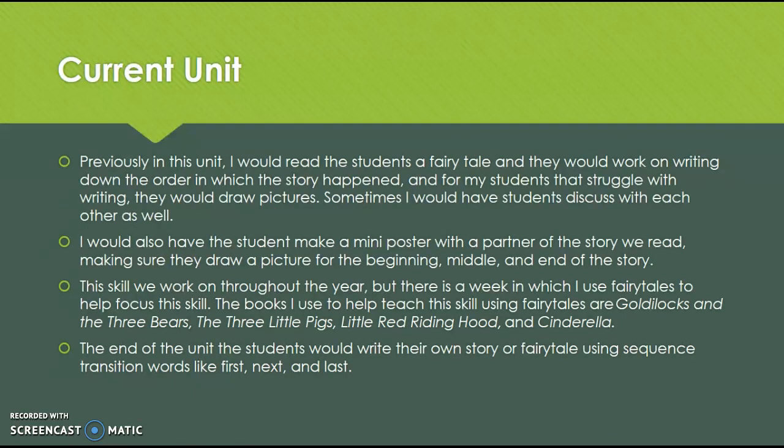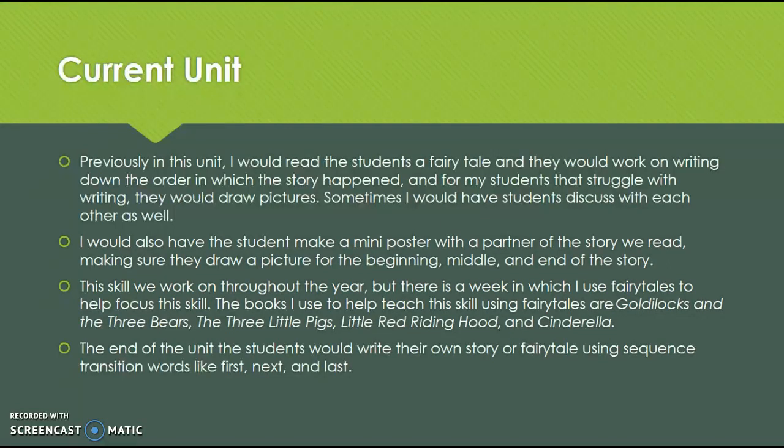For the current unit, I previously would just read the students a fairy tale, and then they would work on writing down the order in which the story would happen. And for my students that struggle with writing, they would draw pictures, and sometimes I would have them discuss with each other as well. Normally with fairy tales, that would just last about a week, and each day I would read a fairy tale, and we would do some sort of activity along those lines.